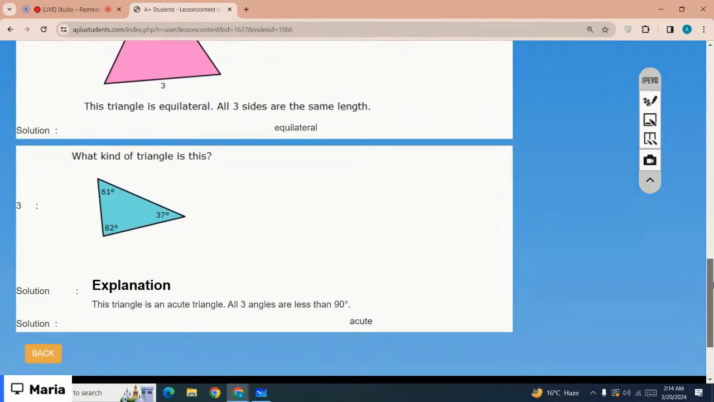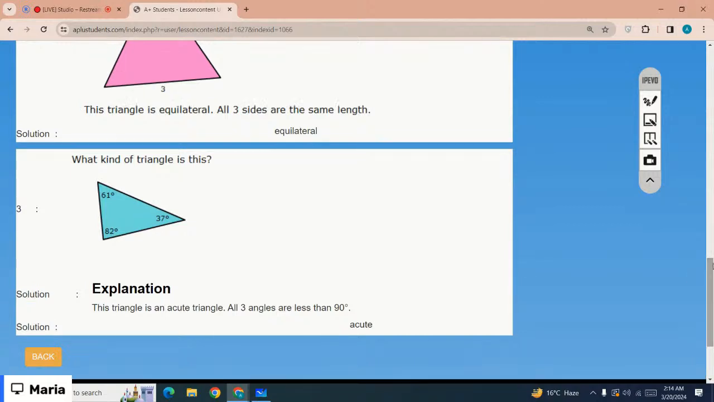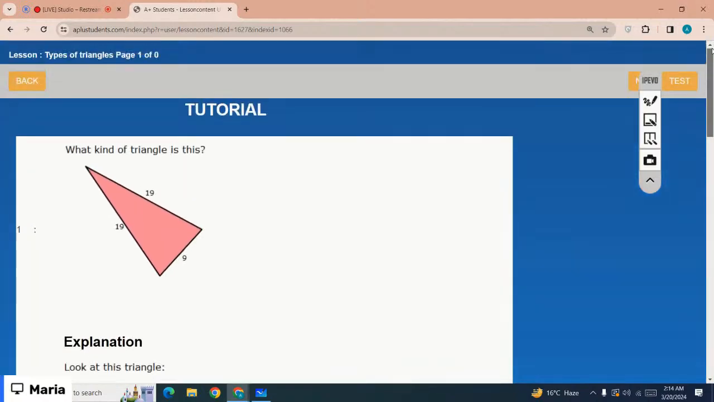Okay, what kind of triangle is it? If you look at the angles, all the angles are less than 90 degrees, right? Yes, the third one is scalene, thank you so much, I just forgot the name actually. So all three angles are less than 90 degrees, which means the triangle is an acute triangle.